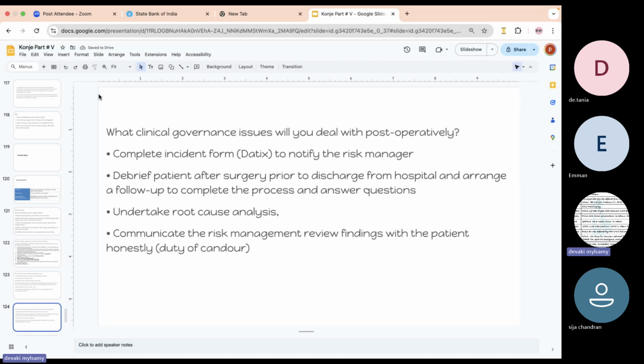So what are the clinical issues? You had mentioned almost all: incident reporting, root cause analysis, why it has happened, debriefing, duty of candor to the patient, and what measures you will be taking to minimize these complications. Okay, so why has this happened? We need to reflect back.